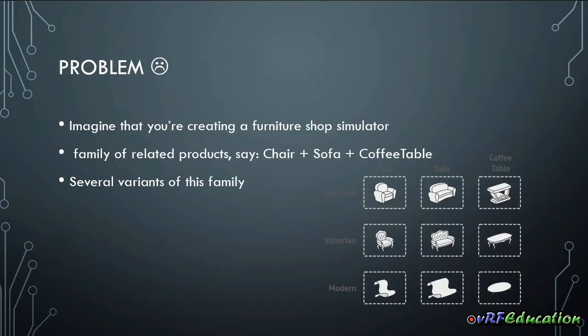Imagine that you are creating a furniture shop simulator, and your code consists of classes that represent a family of related products, for example chair, sofa, and coffee table. These are some concrete products that our factory classes should provide a way to create. And here we have three different families of related products: for example, art deco, a traditional design, Victorian, a royal design, and a modern design. So when we want to order some modern products, we need to use the modern factory. When we use the modern factory to create, for example, a chair, sofa, and coffee table, we create products with the same look and feel.